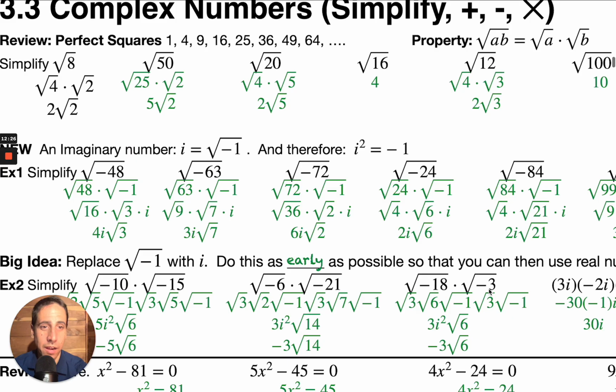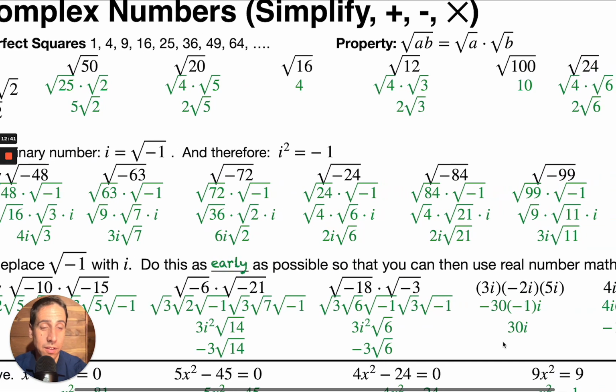Negative 18, negative 3. If you're multiplying these two together, you get 3, 6, negative 1, and 3 and negative 1. The square root of 3's pair, so they cancel out the radicals, and you get i squared is negative 1, times the square root of 6. Negative 3 square roots of 6.